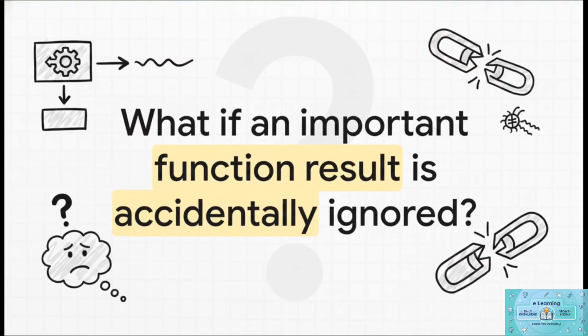Just picture this for a second. You call a function, say something that gets a user's name, but then you completely forget to actually do anything with the name it gives you. You don't assign it to a variable, nothing. The worst part? Your code just runs, no errors. And boom, you've just created a really subtle but potentially major bug.